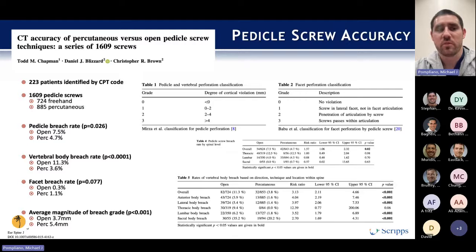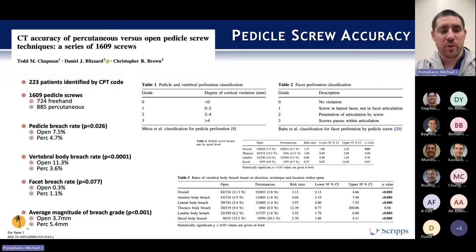There's a total of 1,600 screws, excuse me, 223 patients, about 50-50, 880 percutaneous versus 700 freehand. Overall, they found their pedicle breach rate was a little bit lower in percutaneous placement. Their vertebral body breach rate was lower as well. And then their facet breach rate was a little higher actually in percutaneous, though that wasn't statistically significant. I think that makes sense, as you do it percutaneously, you're trying to avoid the facet, and sometimes that's a little harder to see on fluoroscopy as compared to intraoperatively with direct visualization.